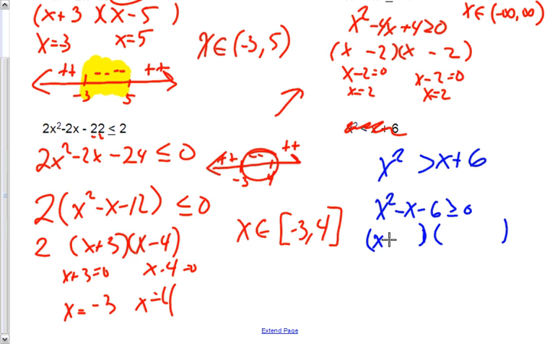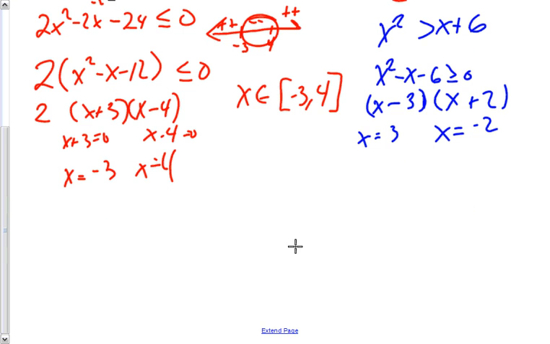X minus 3, x plus 2. X equals 3, x equals minus 2. Notice how they're always opposites. So now all I need is my sign chart. Minus 2, 3. Let's test some points. That's 0. It's always in there.